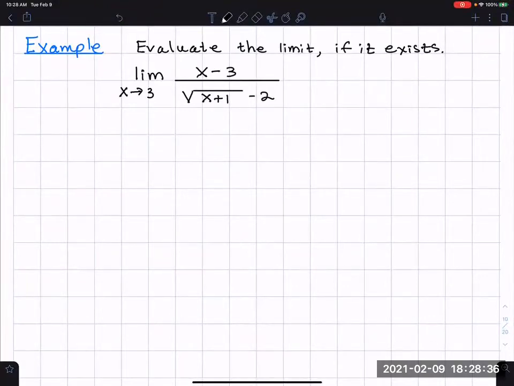All right, we're going to do an example. Evaluate the limit, if the limit exists. This particular problem has a radical, so it's a radical expression, and we'll talk about how to deal with that.